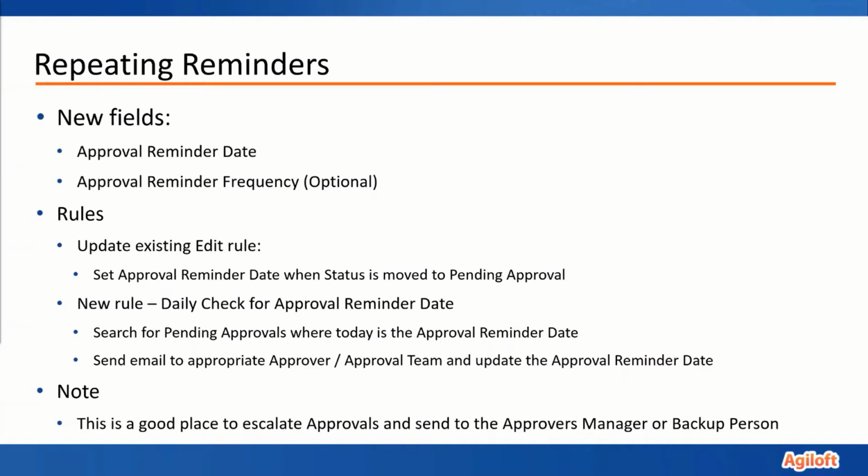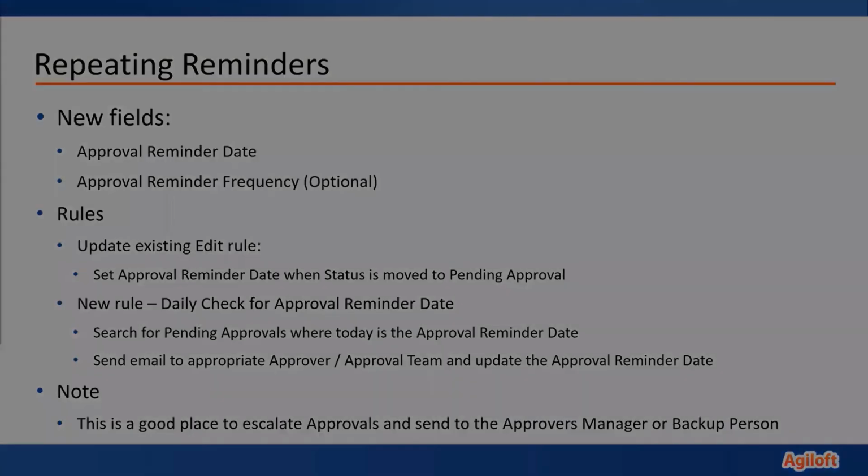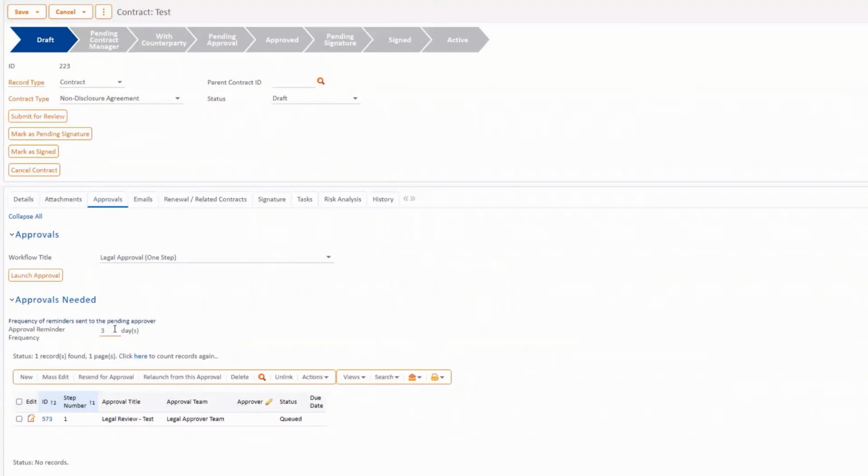All right, let's go into Agiloft and see what repeating reminders looks like. Here we are looking at a contracts record with the approval reminder frequency set to 3 days.